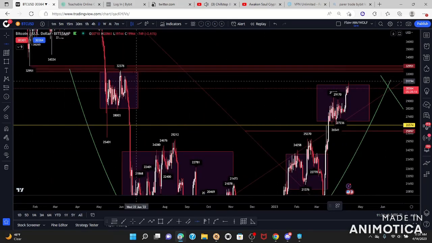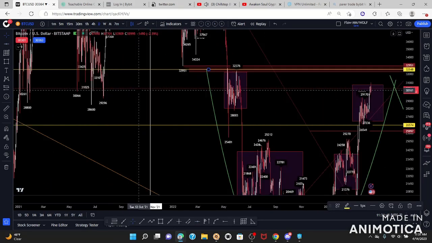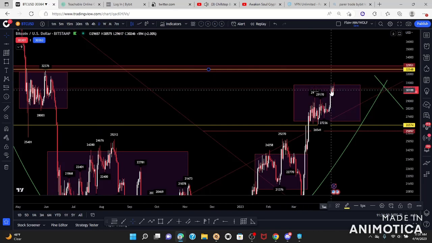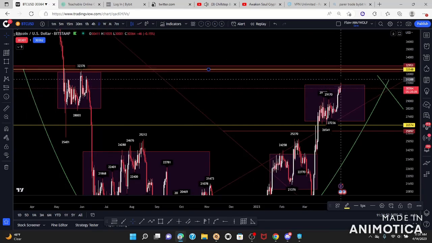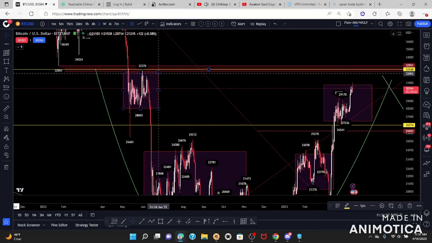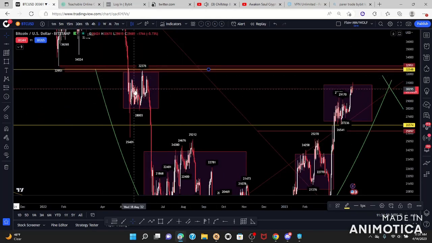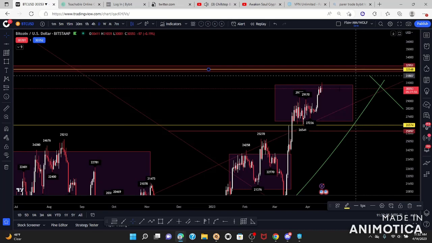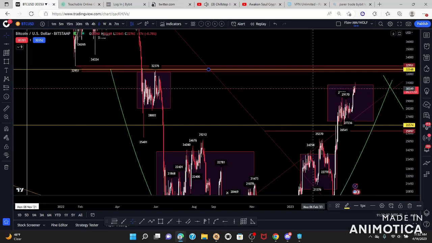Where would my high be? I would take this high because as you can see, this is still playing. This wick that we're playing is a new high, so we have to find the previous high. I hope that makes sense. So I'm just going to look a little bit to the left, and this is my previous high. So this is my resistance, and this is my support for the daily.